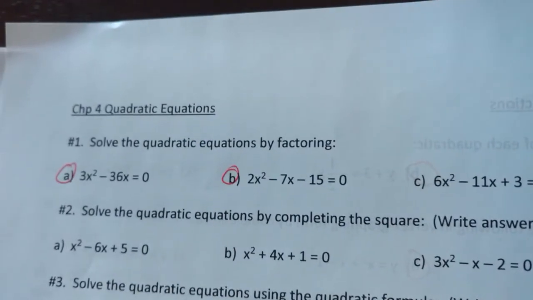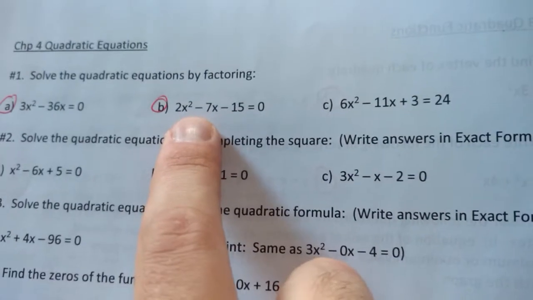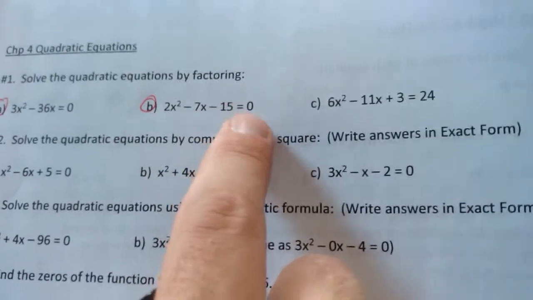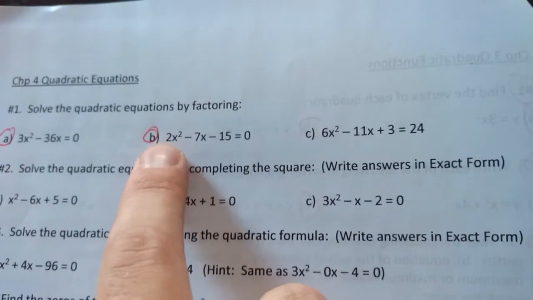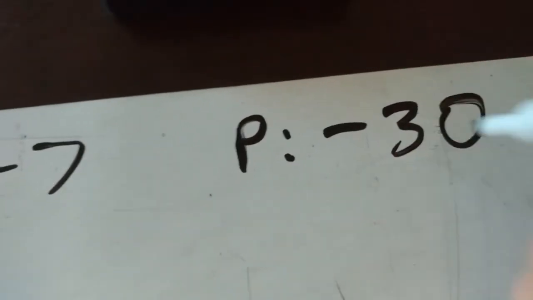So we're going to have to use our adapted sum product rule, which means negative 7 is still going to be our sum, but negative 15 is not our product. It's rather going to be 2 times negative 15 will be our product. So we're looking for two numbers that have a sum of negative 7 and a product of 2 times negative 15, which is negative 30.